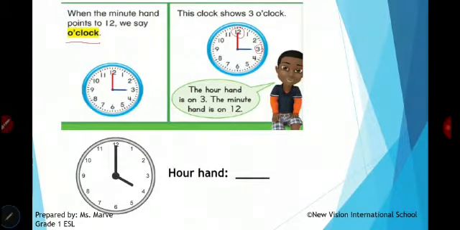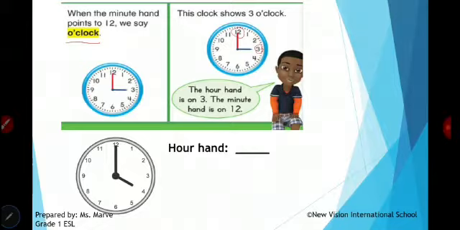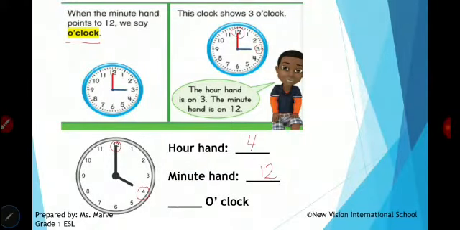Now here's another example. Can you tell me the hour hand? At which number it is pointing? It is pointing to 4. Very good. You can write here 4. How about the minute hand? It is pointing to 12. Very good. You can write here 12. Now, can you read the time? It is 4 o'clock. Great.